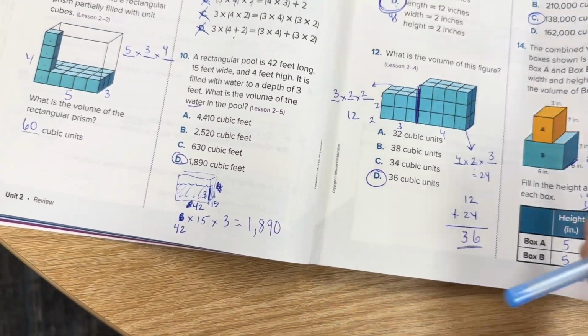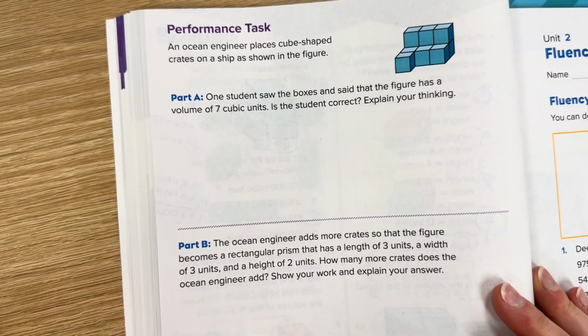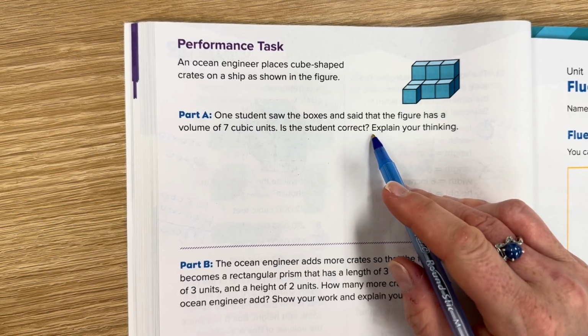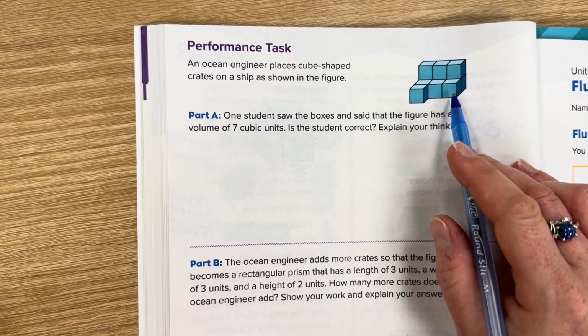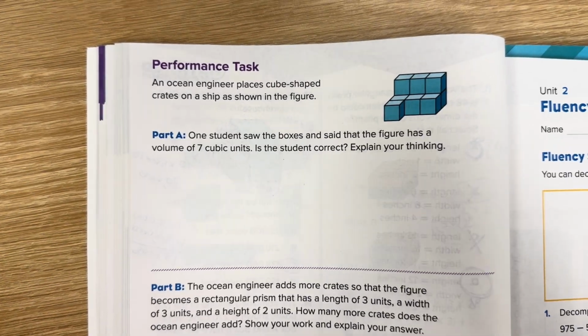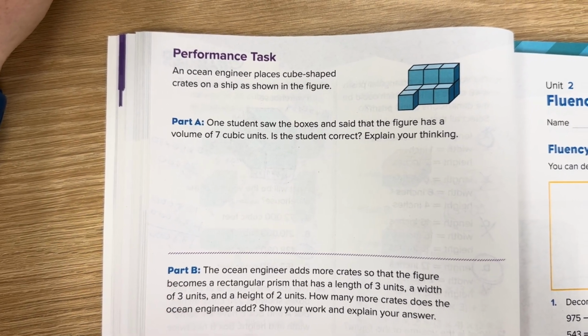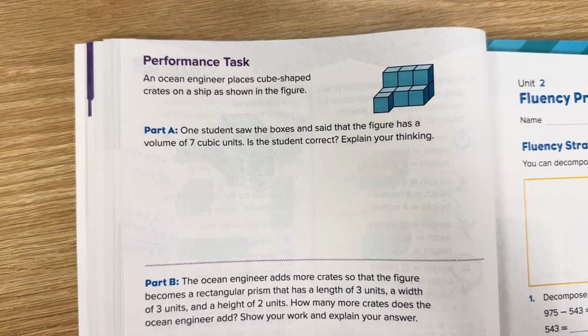Okay, next. So this is our last page here. We have a performance task. An ocean engineer places cube-shaped crates on a ship as shown in this figure. One student saw the boxes and said that the figure has a volume of 7 cubic units. Is the student correct? Explain your thinking.